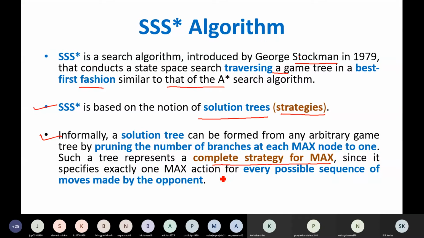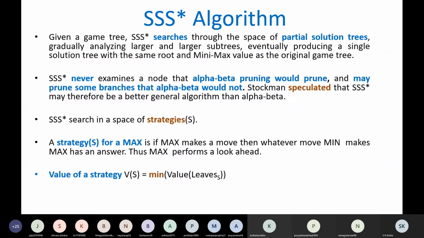So whatever move max makes, then min has different alternatives. Min will choose the optimal move from those, then max will have an answer to that particular move. So in this way, the tree generated, we are going to call that tree a solution tree or strategy. I will give you examples of how to generate the strategy or solution tree. So let us first understand the basic mechanism. We have been given a game tree.